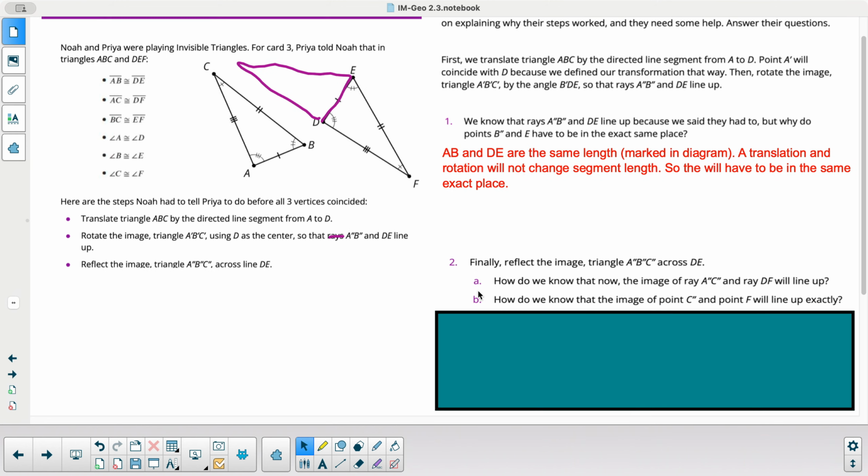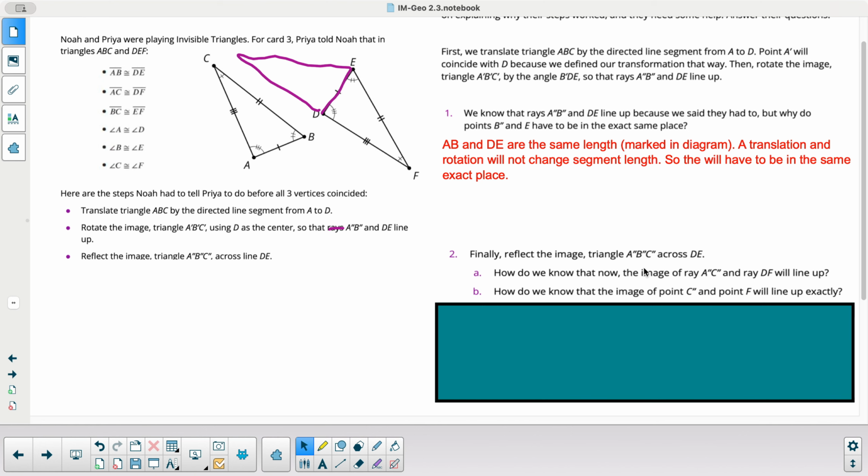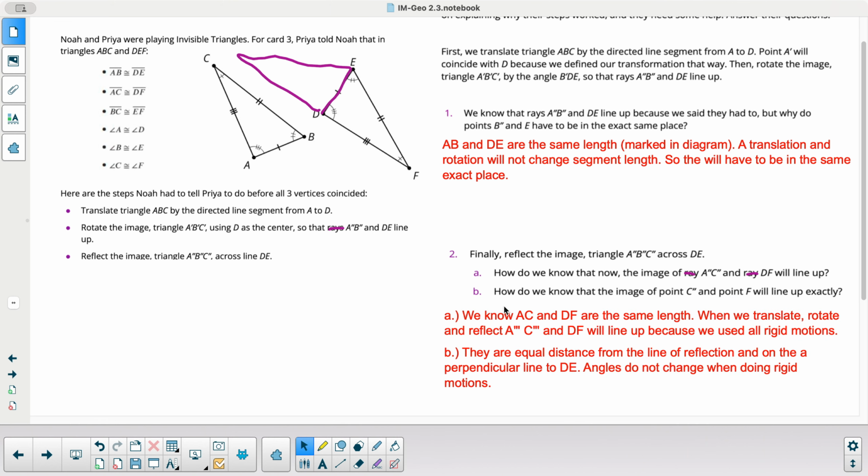Okay. Finally, reflect triangle A double prime, B double prime, C prime across DE. That's what we have here. How do we know the image of ray, and again, I think that should be segment, A double prime, C double prime, and segment DF will line up? How do we know that the image of point C prime and point F will line up exactly? So we know AC and DF are the same length. So here's AC, here's DF.